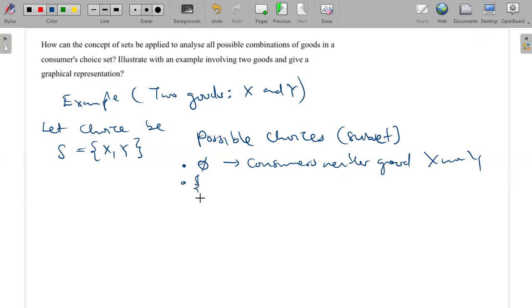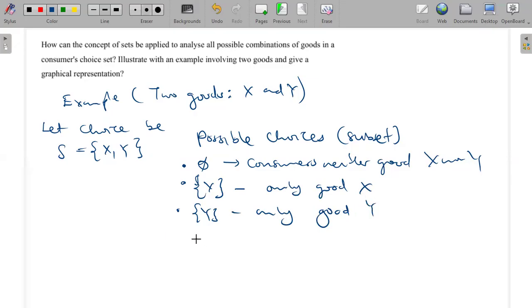And then we have the set containing X, meaning that only the good X is chosen in this case. And then you have the one containing Y. So only the good Y is chosen or is preferred. And then you have X and Y, like that. So this here is going to give us the choice where we choose both goods, that is X and Y. So this is what that would mean.